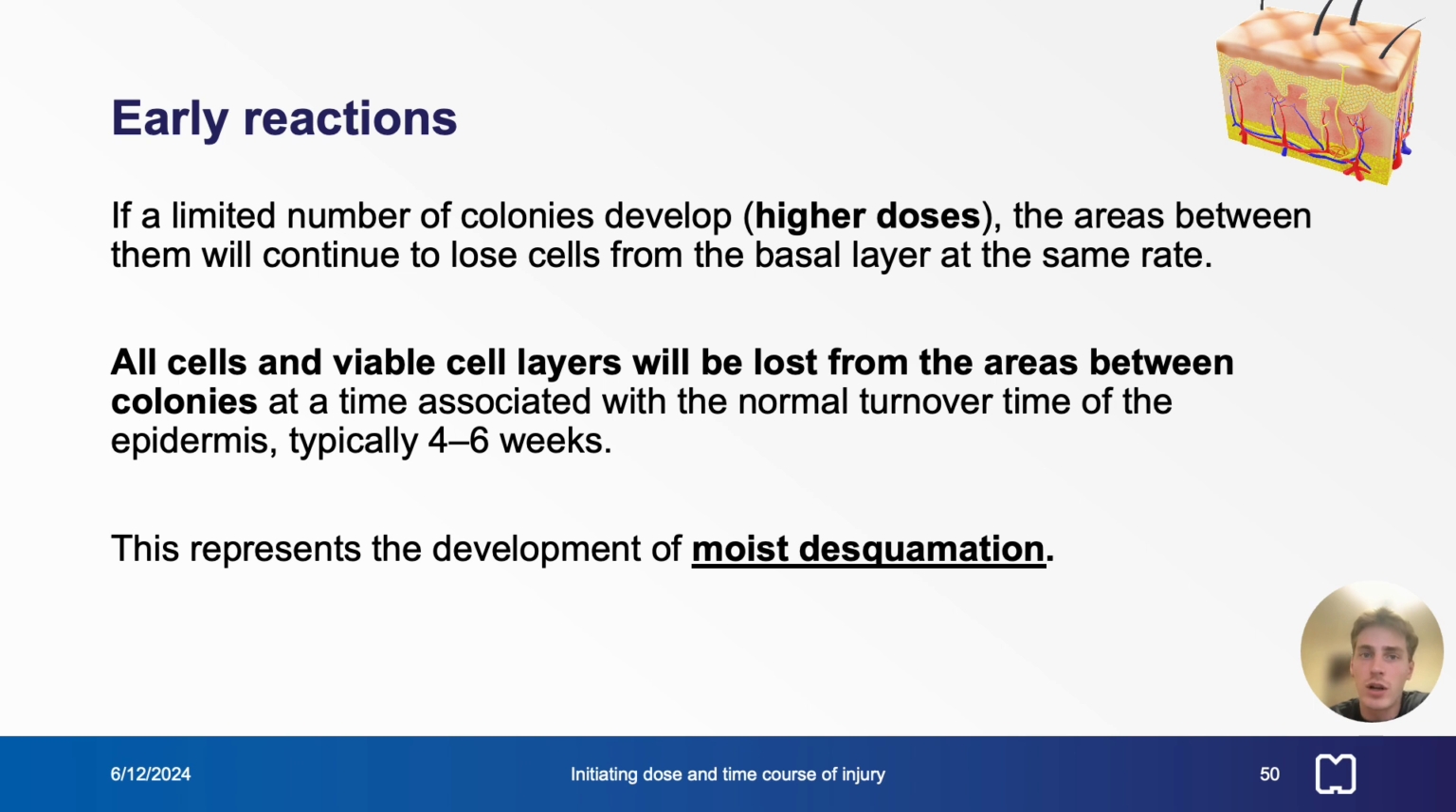If a limited number of colonies develop, in the case of high doses, the areas between them will continue to lose cells from the basal layer at the same rate. All cells and viable cell layers will be lost from the areas between colonies at a time associated with the normal turnover time of the epidermis, which is typically 4 to 6 weeks. This represents the development of moist desquamation.